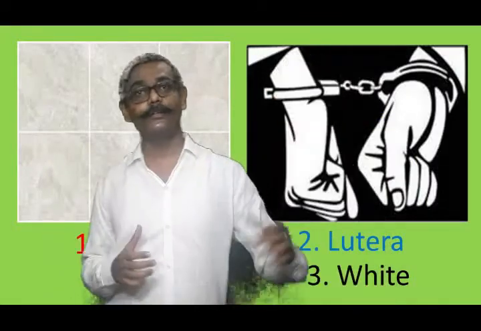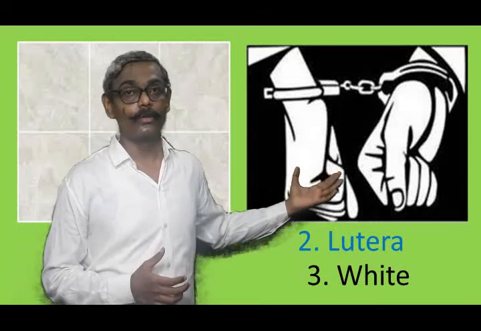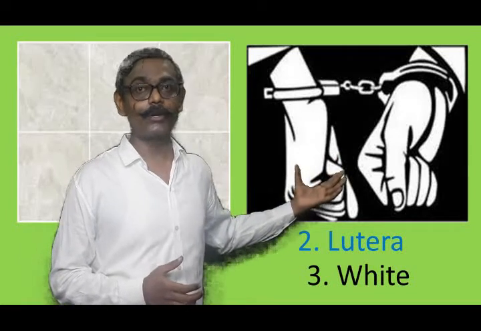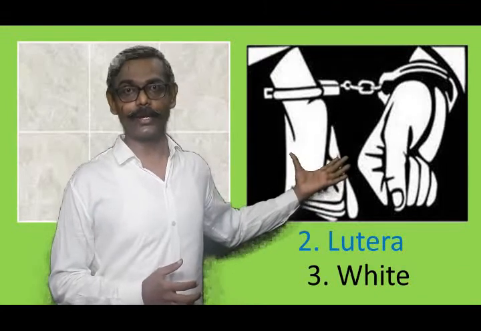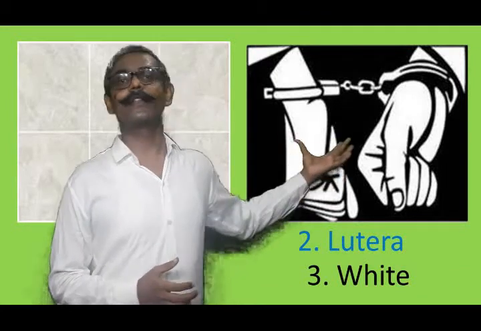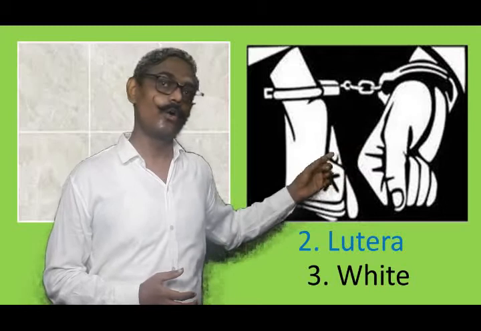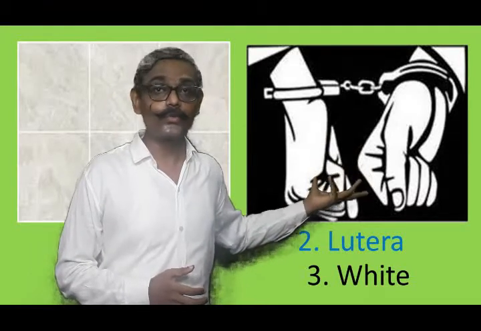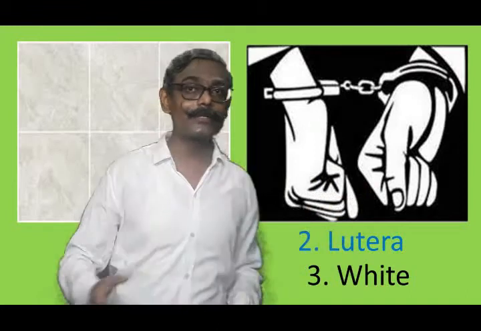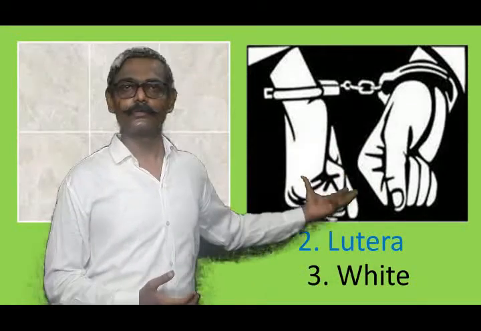What is here? Yes, usual tile. And here some robber may be there. So I want to say Lutera. And police caught that Lutera. So for that I selected this image. What is the color here? White or colorless. So which 3 things will you remember from this slide? Tile, Lutera and colorless. Clear?